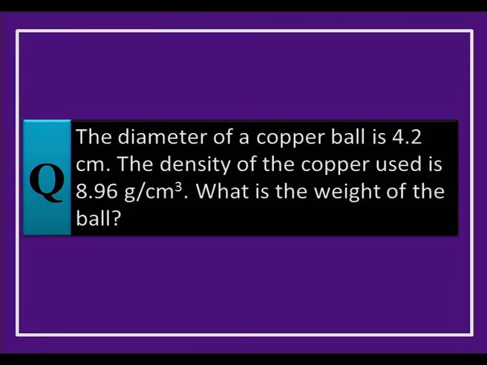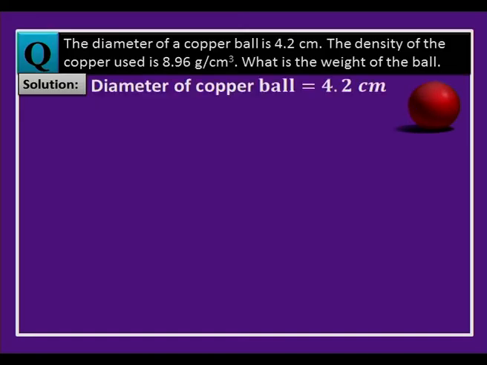Let us start our next problem. The diameter of a copper ball is 4.2 centimeters. The density of the copper used is 8.96 grams per centimeter cube. What is the weight of the ball? Let us start with the solution. So, diameter of the copper ball is 4.2 centimeters. Then what is the radius, children? Yes, half of it. So, r is equal to 2.1 centimeters.